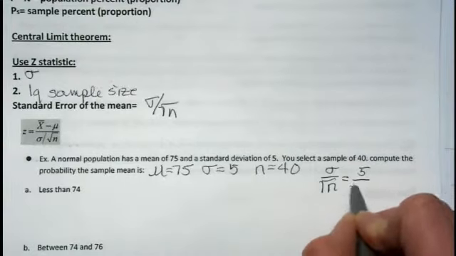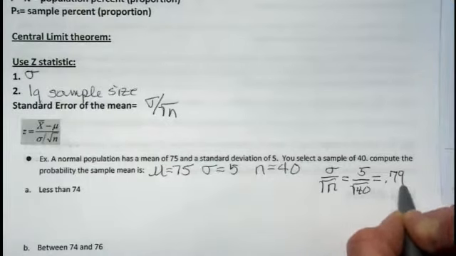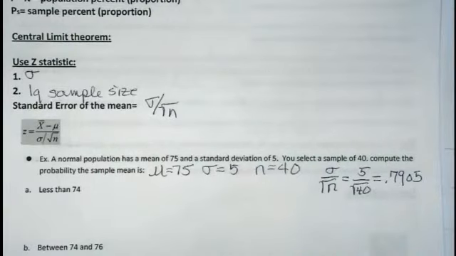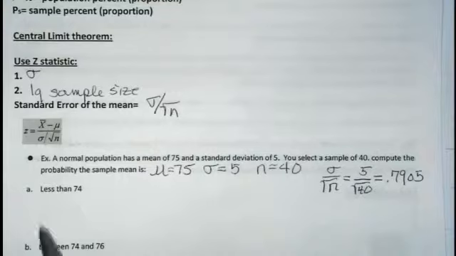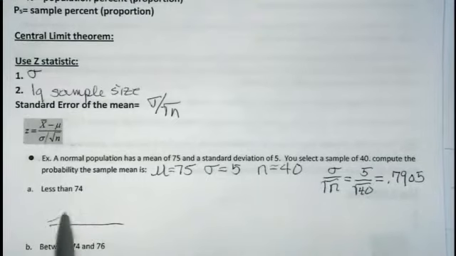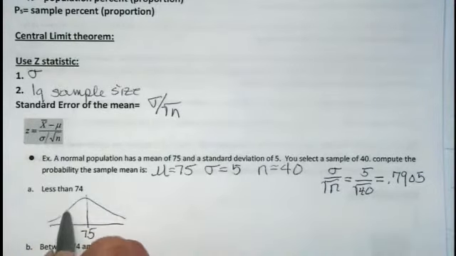5 over the square root of 40, and that equals 0.7905. Okay? Standard error now. No more just standard deviation. We've written our givens. Next step is to draw our normal distribution. We found out our population mean is 75, less than 74. 74 is to the left of 75. Where do we shade? Less than 74. This will be our answer.